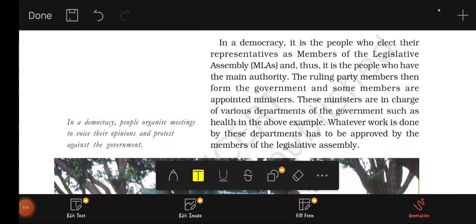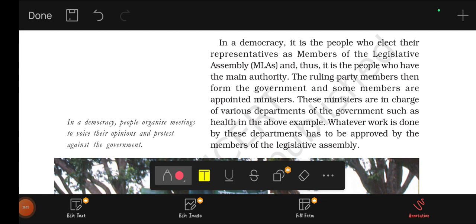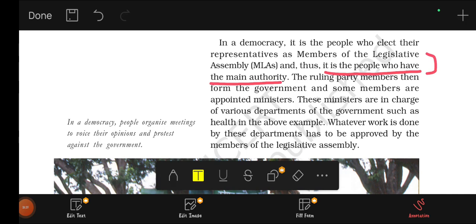In a democracy, it is the people who elect their representatives as the members of the legislative assembly. Thus, it is the people who have the main authority. Though it sounds like the strength and the power is in the ordinary people, the ground level truth is quite different. But still, as per studies, yes, it is.